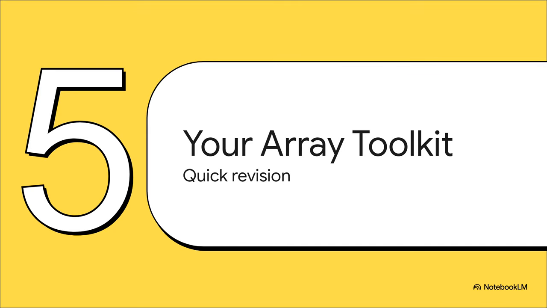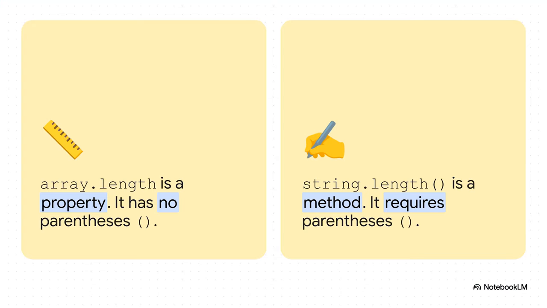Okay, let's wrap this all up with a quick toolkit, your personal cheat sheet to make sure these concepts really stick. First up, let's clear up a classic beginner's mistake. To get the size of an array, you use .length. It's a property, so no parentheses. But for a string, you use .length() with the parentheses because it's a method. It's a tiny difference in syntax, but it's a super important one.